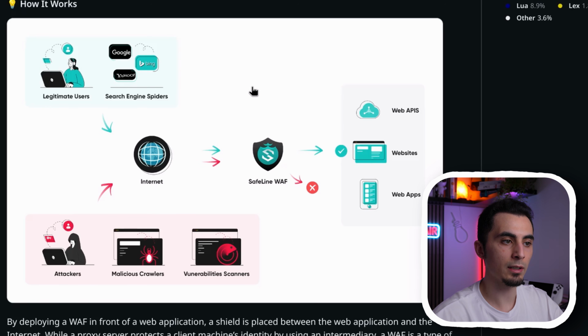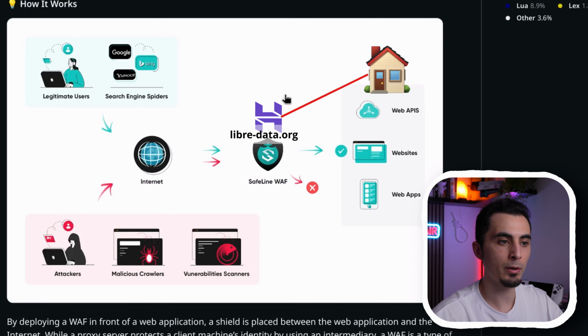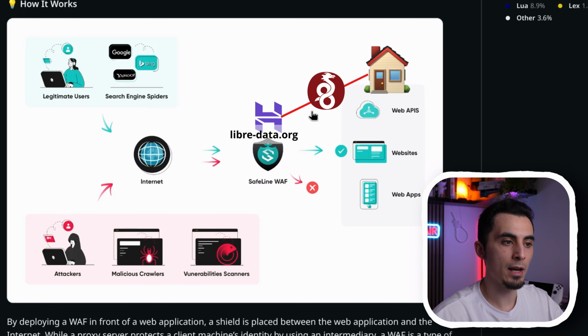So I will install SafeLine on my Hostinger VPS, connect my own .com domain to it, then I will connect this Hostinger VPS to my Homelab using WireGuard, and then I will be able to access my stuff. So I will be able to go like cloud.libre-data.org, which will send me to my Nextcloud. And let's start installing. I will go to Hostinger first.